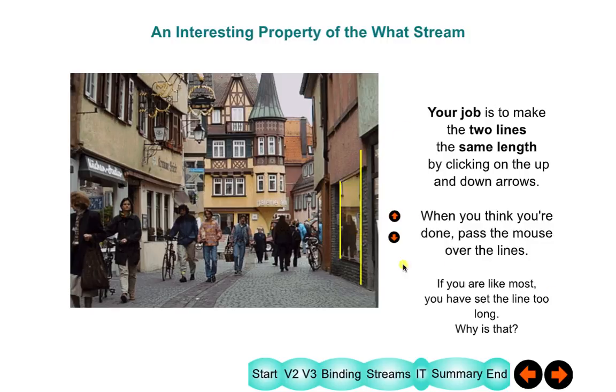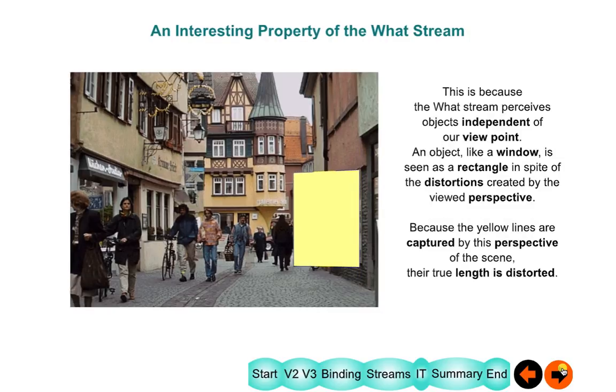So this picture here of this window is being distorted. And it's being distorted by this what pathway. It's being distorted because we recognize the parts of the picture as the objects they are. We know that a window is rectangular. And knowing that it's rectangular causes a distortion.